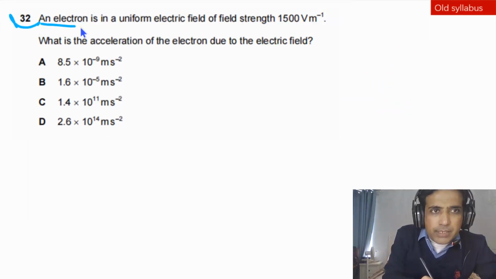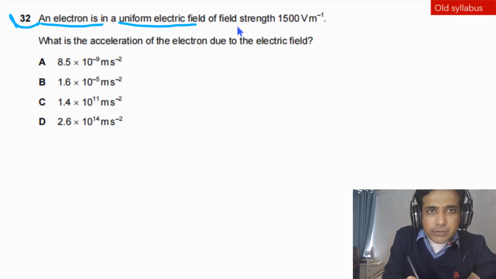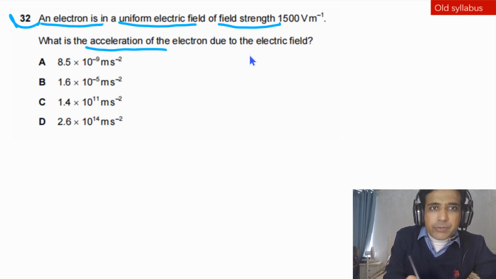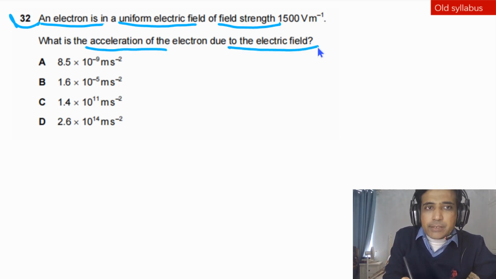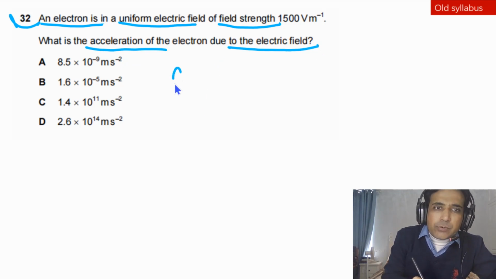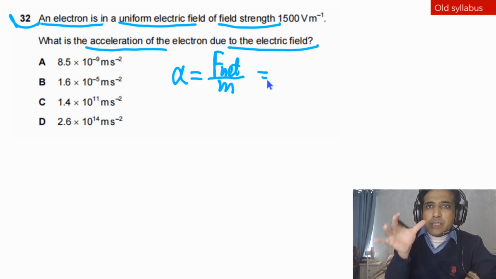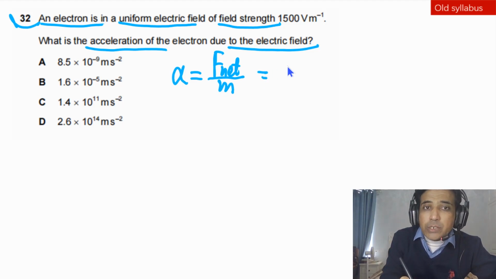Question 32 says an electron is in a uniform electric field of field strength 1500 volts per meter. What is the acceleration of the electron due to the electric field? So for this question we need to calculate acceleration, and acceleration has to be equal to F net over m. So this is the first thing we need to understand. And when the electron is in the electric field, the net force on the electron is the electric force, so we can say F, the electric force, divided by m.